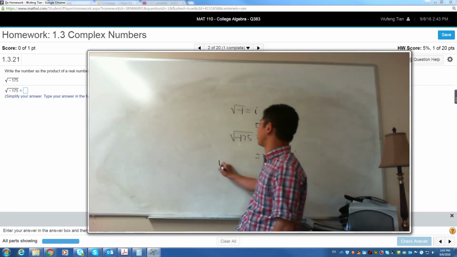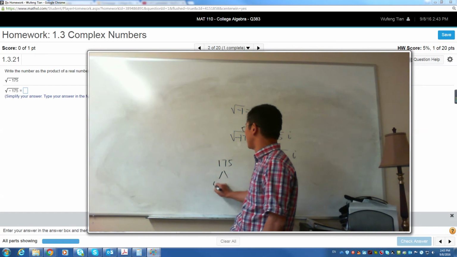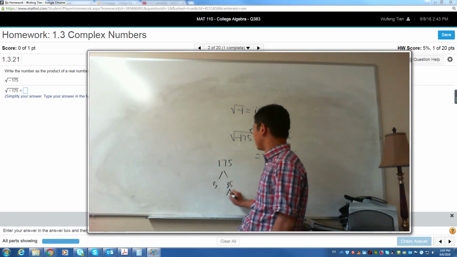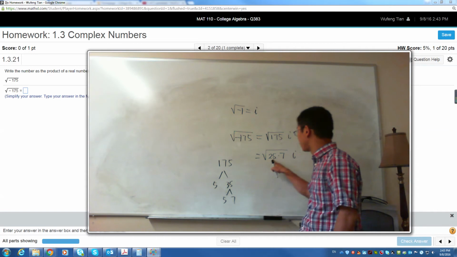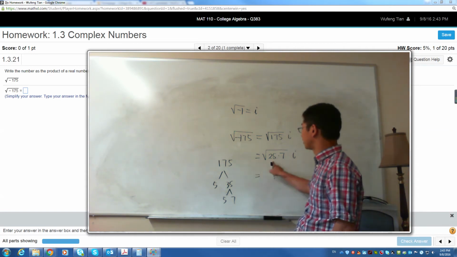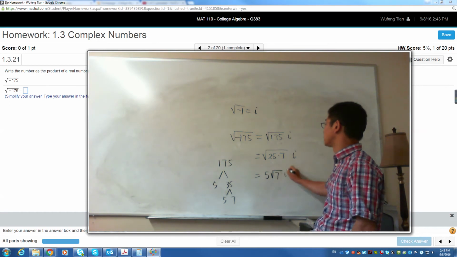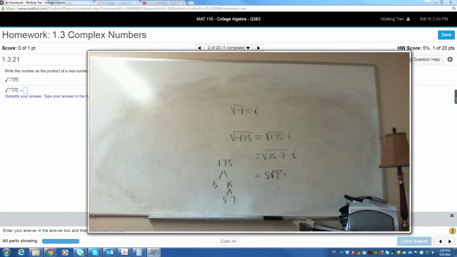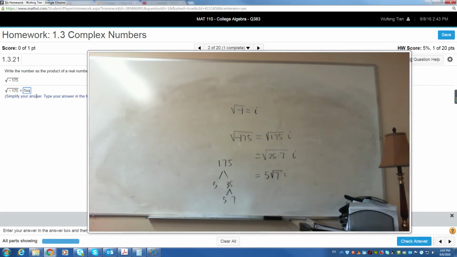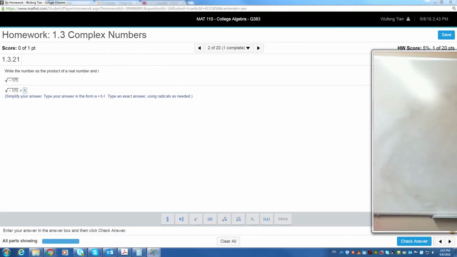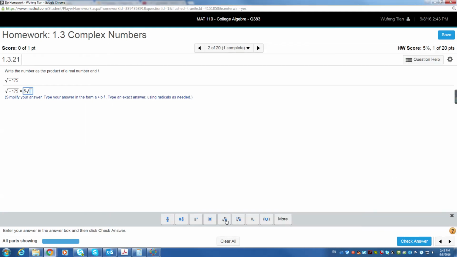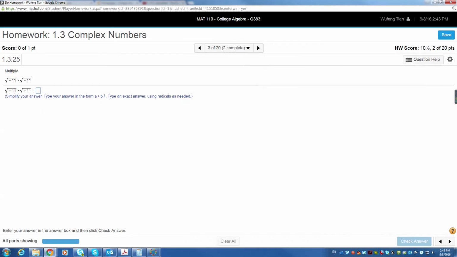How do you do that? You break 35 down into 5 and 7. So you have a 5 squared, which is 25. Square root of 25 is 5, which comes out of the square root. So it's 5 square root of 7 times i. Type in 5, square root of 7, and i, and then check the answer. That's right.